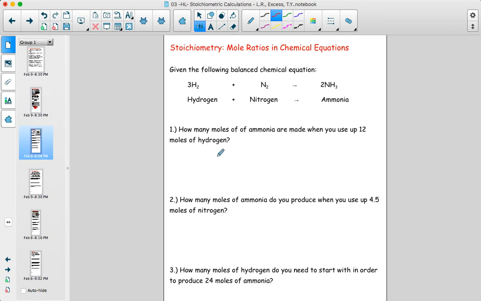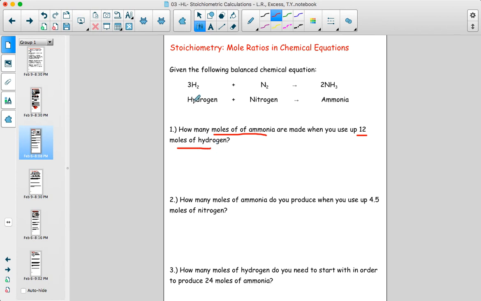You can use them with any equation, and you can use them between any two reactants, or a reactant and a product, or between two products. It doesn't matter how you want to use them. So let's do a couple more examples just to show you how they work. How many moles of ammonia, which is NH3, are made when you use up 12 moles of hydrogen?